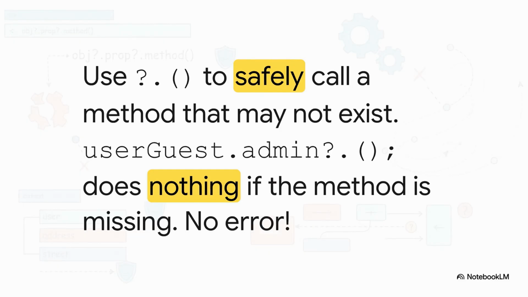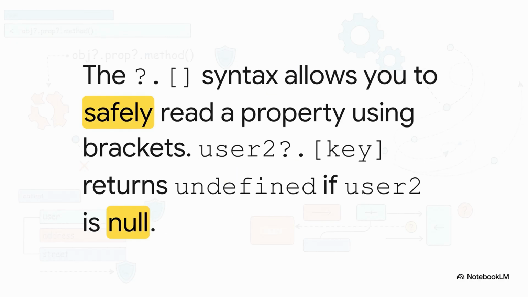So picture this. Some of your users are admins, and they have a special admin method, but your guest users don't. Before, if you tried to call userGuest.admin(), your whole app would crash. But now, with userGuest.admin?.(), JavaScript just checks first. Hey, does this admin method exist? No? Okay, cool. It just does nothing and moves right along. So simple, so safe.